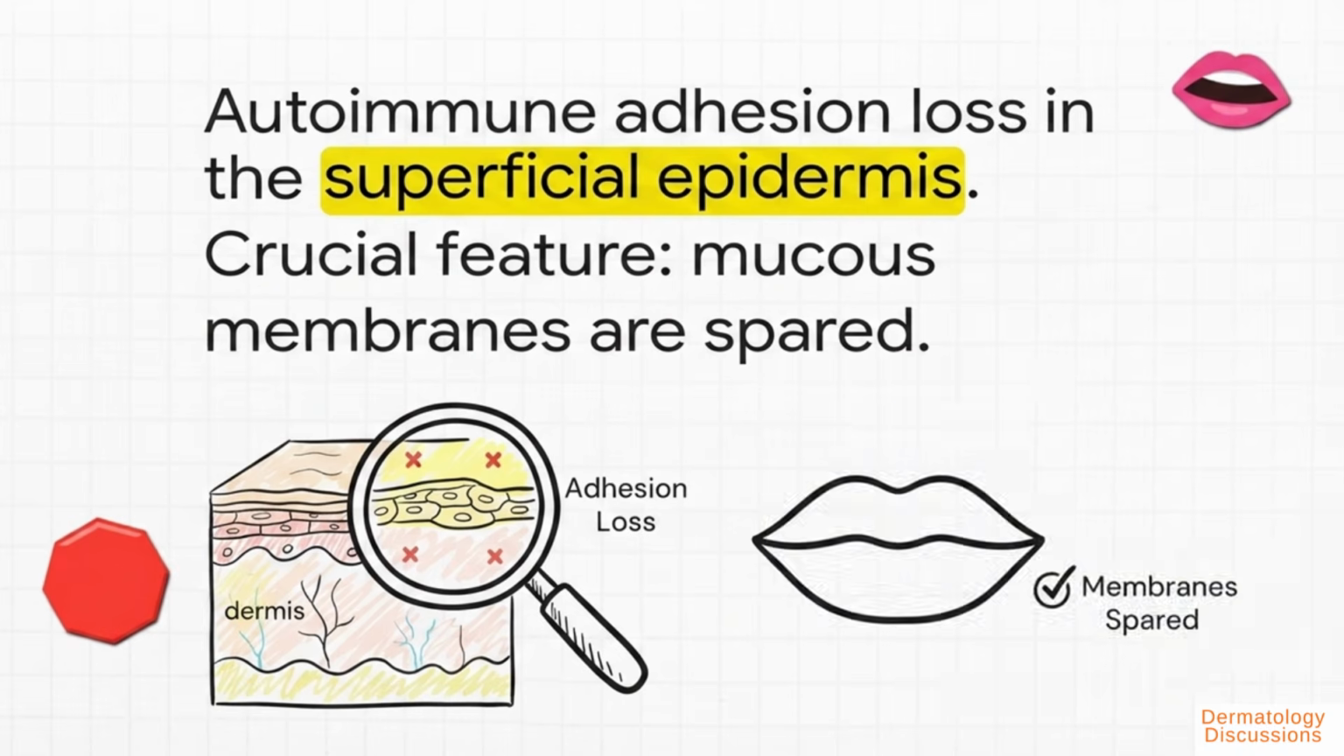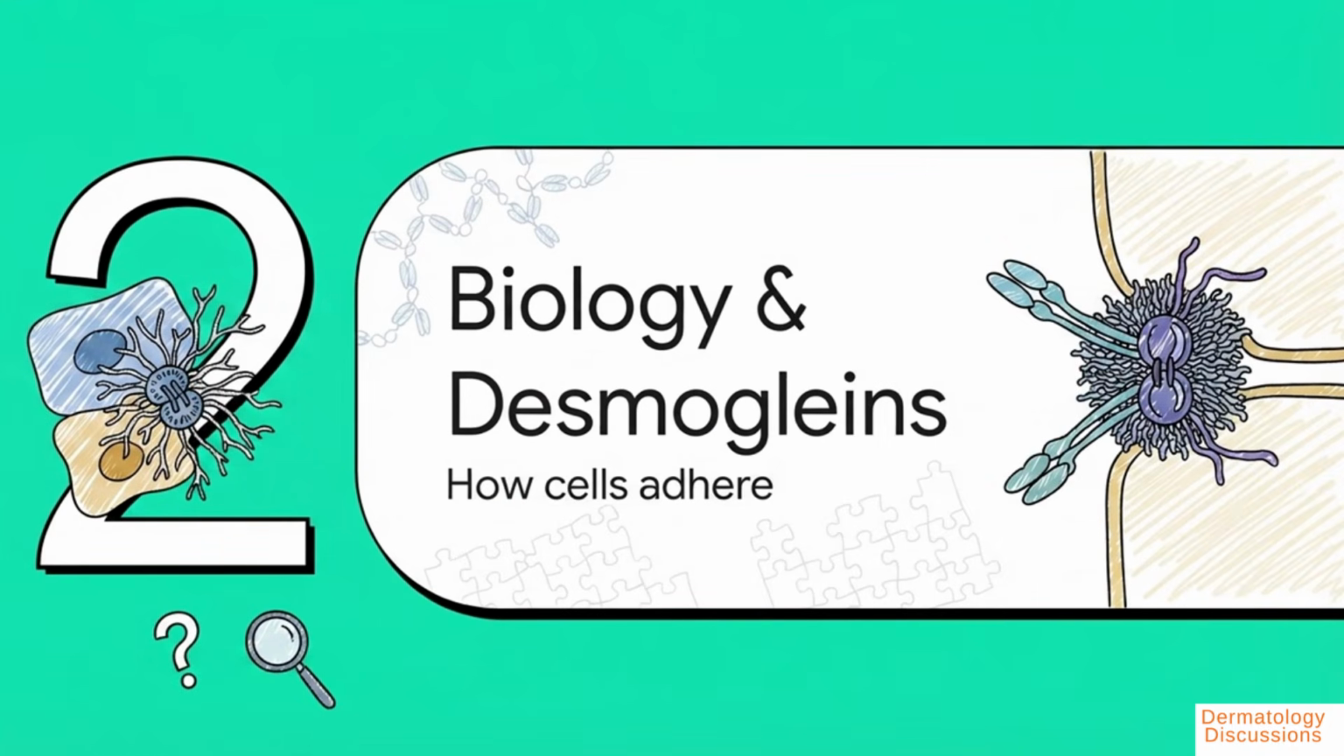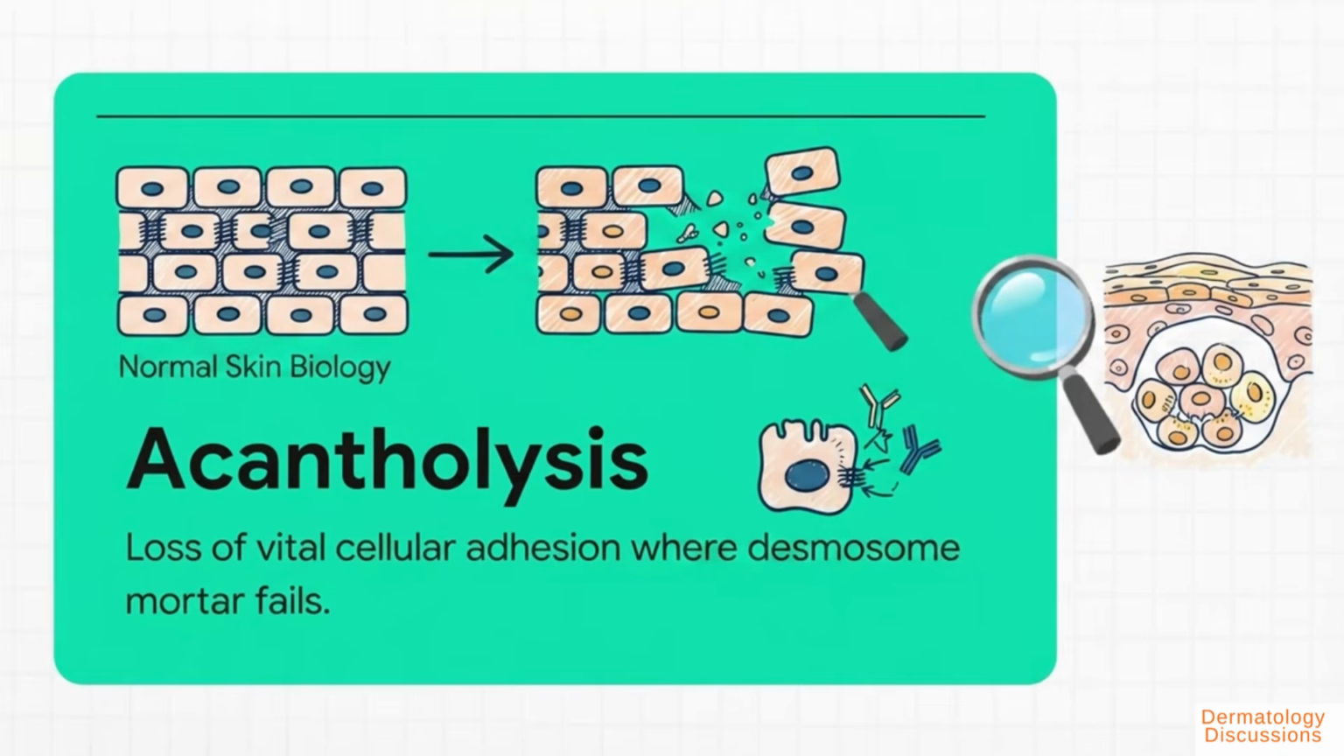No mucosal involvement. Moving right along, let's explore section 2, biology and desmogleins, so we can figure out the why behind this disease. To truly wrap our heads around this, we need a quick refresher on normal skin biology. I want you to think of the epidermis like a brick wall. The keratinocyte cells? Those are your bricks. And the specialized intercellular junctions, which are called desmosomes, those act as the mortar holding all those bricks tightly together. Desmosomes provide that heavy-duty adhesion our skin needs to act as a cohesive physical barrier. Now, when there's an autoimmune attack that causes a loss of this vital mortar, we get a process called acantholysis. This literally just means the cells are losing their connections and essentially falling apart.